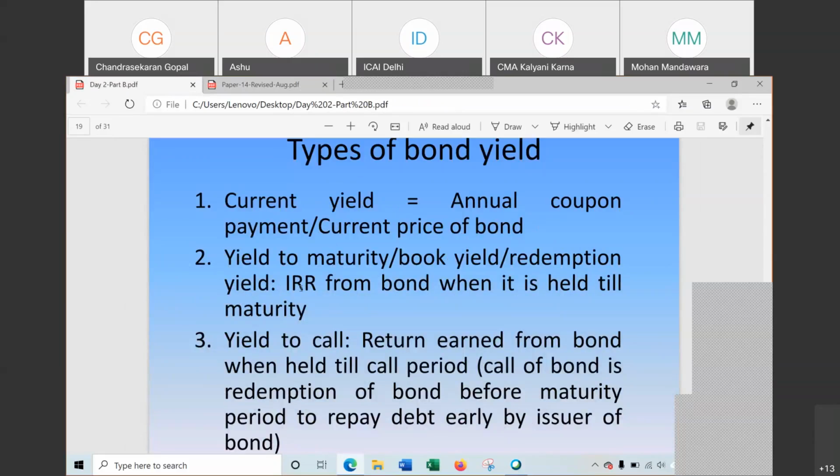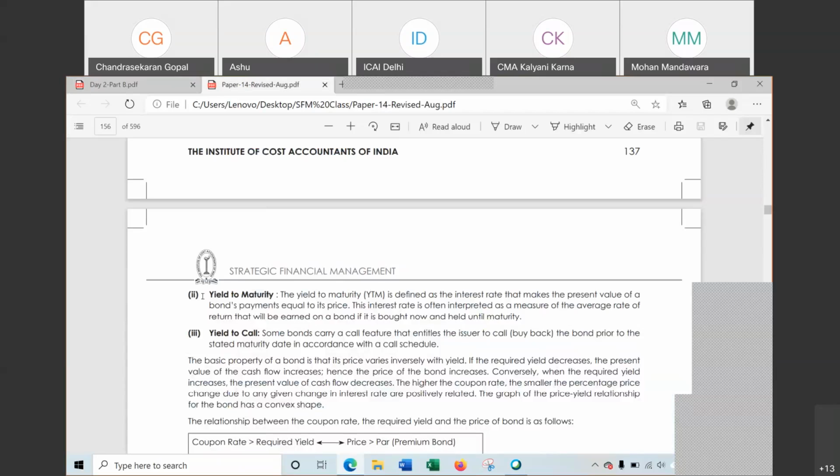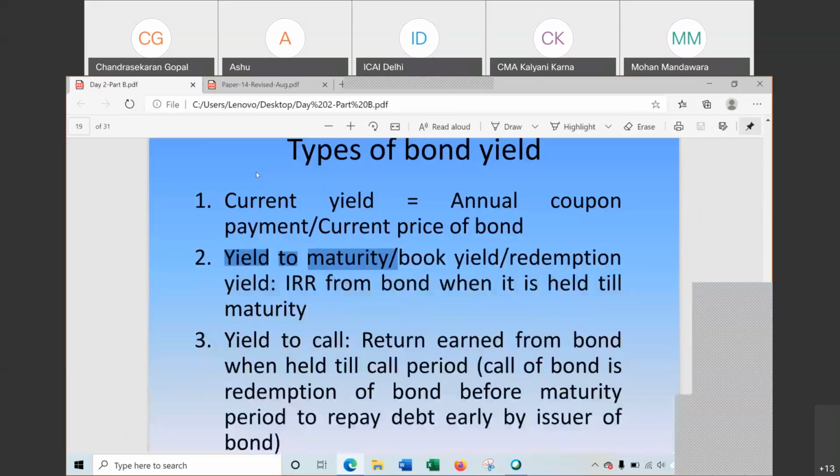What is yield to maturity? This one is the internal rate of return from the bond when it is held till maturity by the investor. So what is the rate of return from the bond when it is held till maturity? That is calculated with yield to maturity. But the calculation is not given in the book, only in the theory it is given. Calculation, again a formula is used for yield to maturity.